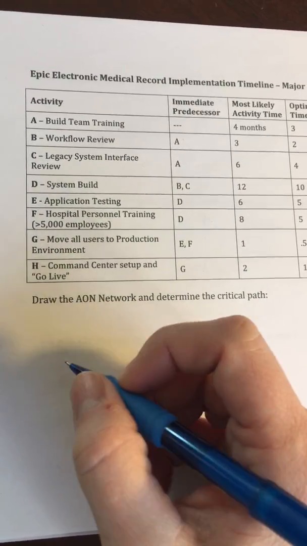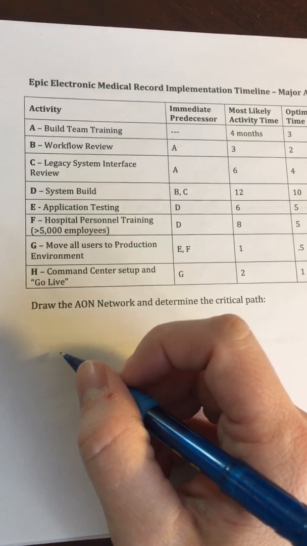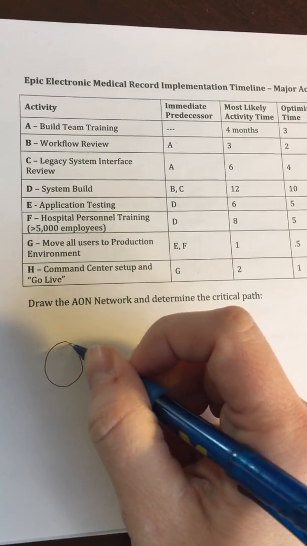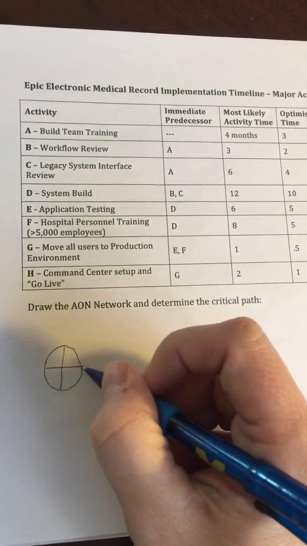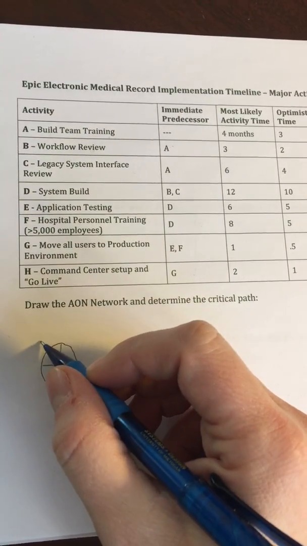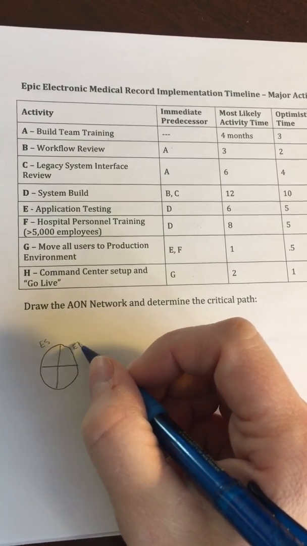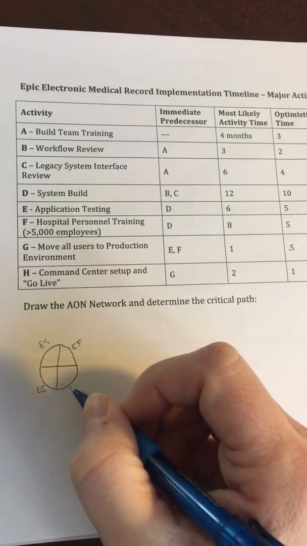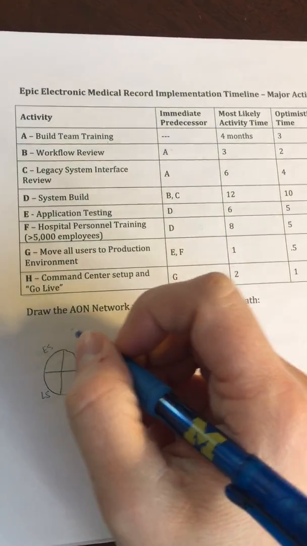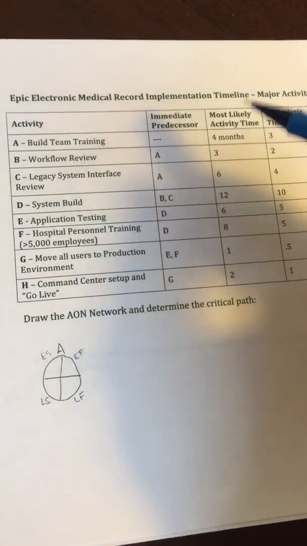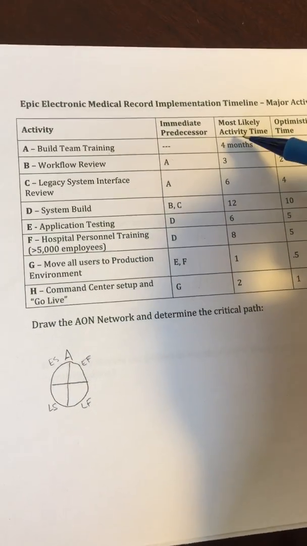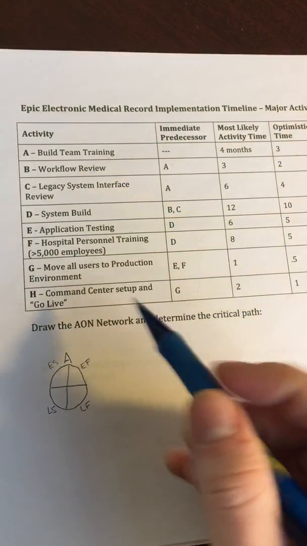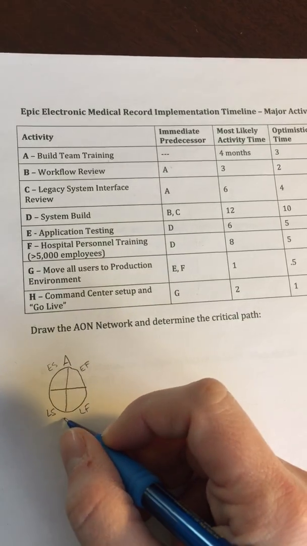So in this case, we're going to start with activity A. I always just do a cross right in the middle of it because here we're going to have our early start, early finish, late start, and late finish activity times. So this is activity A, and I also like to put in here what the most likely activity time is. In this case, it's 4 months.